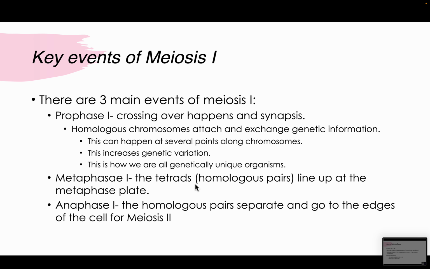Metaphase 1 is where the tetrads of those homologous pairs line up at the metaphase plate. Remember, meta means middle, or M and M. And they're just sitting there. So at this stage, you'll see two homologous pairs, or basically like 4 sets of chromosomes, sitting right next to each other, lined up at the plate.